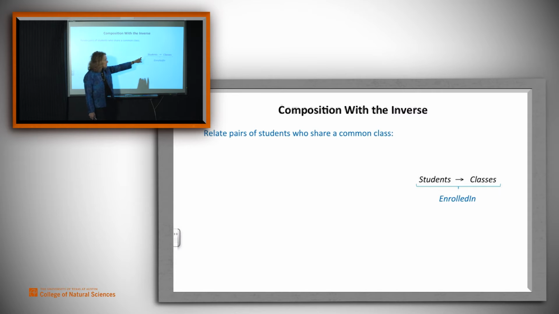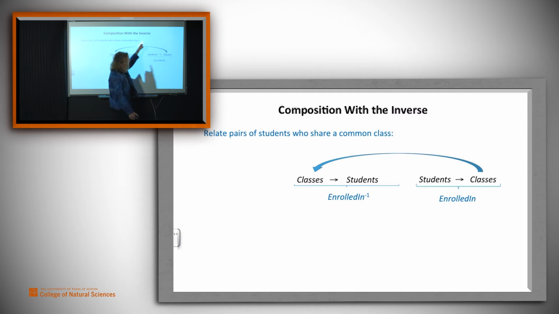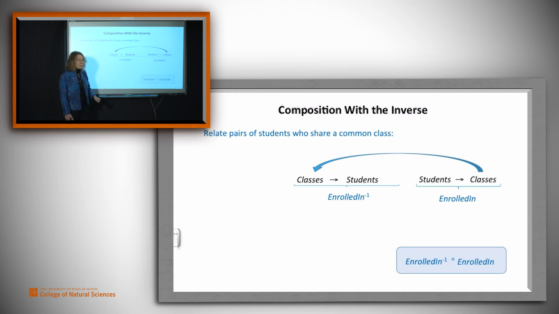We start students to classes with enrolled in, and now we need to take classes, come over here and do the next step, which is enrolled in inverse, and that gets us to students. So we write what we need this way: enrolled in inverse composed with enrolled in. Let's just quickly see how this works.